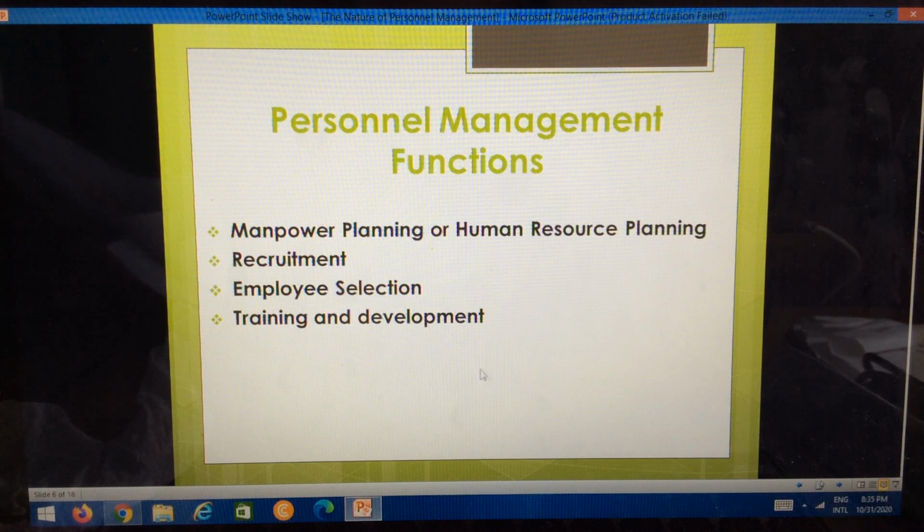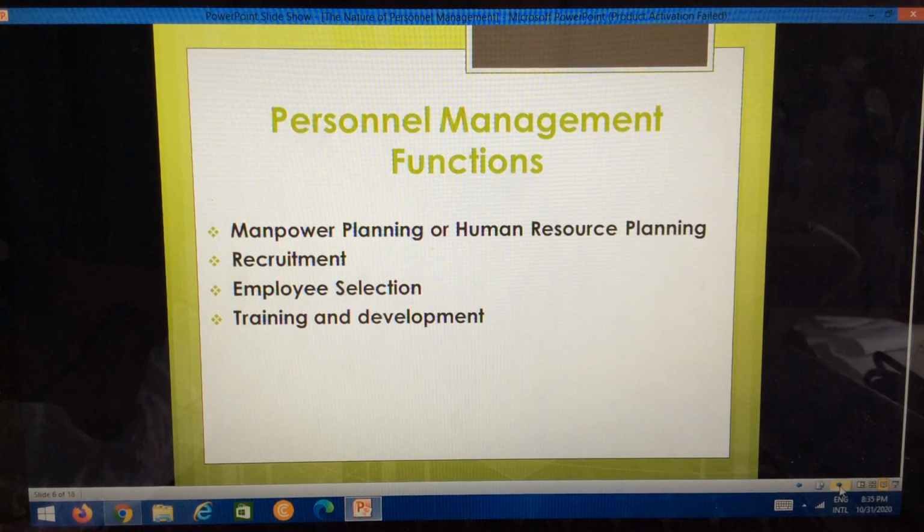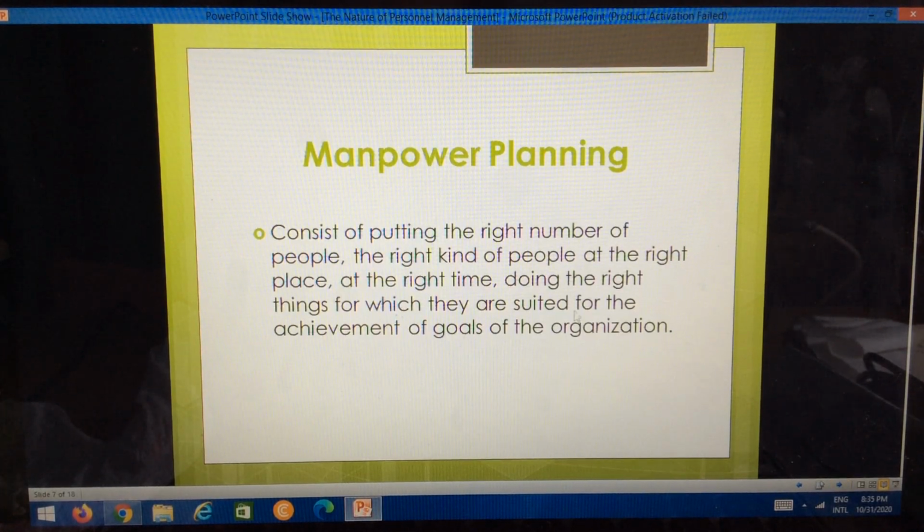Personal management functions. So we have here the manpower planning or the human resource planning, recruitment, employee selection, training and development. So manpower planning consists of putting the right number of people, the right kind of people at the right place, at the right time, doing the right things for which they are suited, for the achievement of goals of the organization.